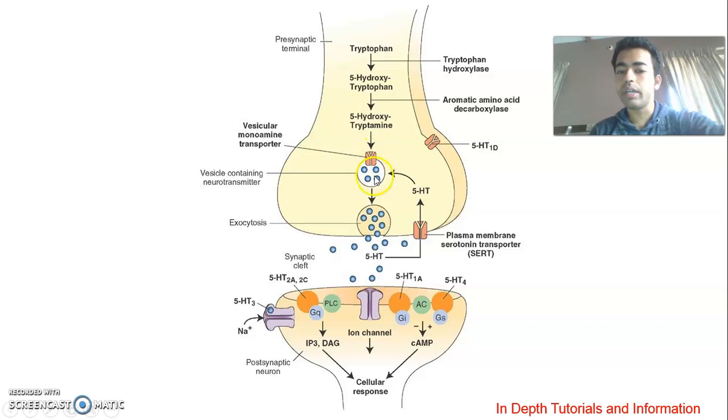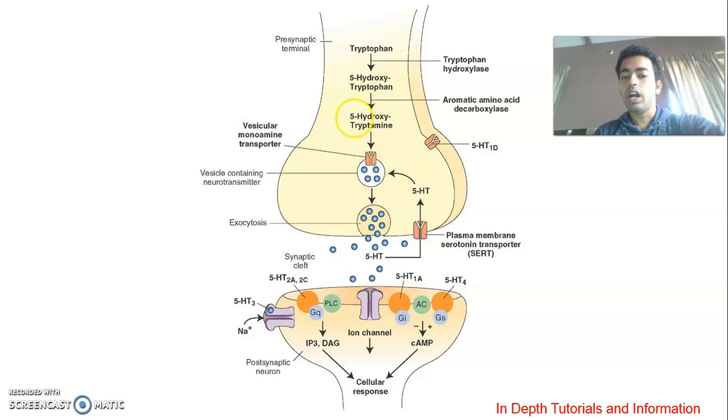How is it taken up within this vesicle? There is a transporter here. This pink portion which you can see is a transporter called the vesicular monoamine transporter, also abbreviated as VMAT. So what will this VMAT do? It will take up the synthesized 5-hydroxytryptamine into the vesicle for storage. So this was all about the storage.